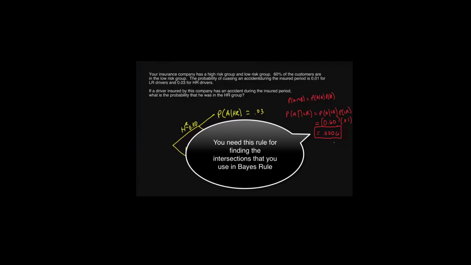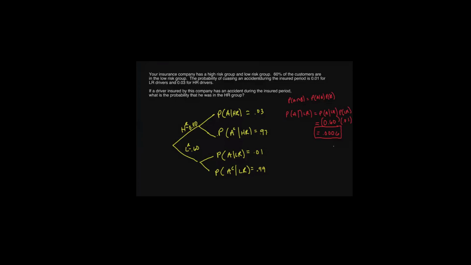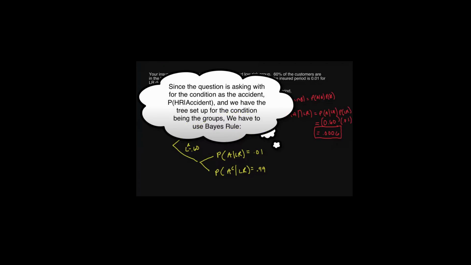So now you could be asked something like this. You could be asked, if there was an accident, what's the probability he was in the high risk group? So how would we write that using conditional probabilities? That would be the probability of high risk given accident, and it's going to be equal to the intersection.